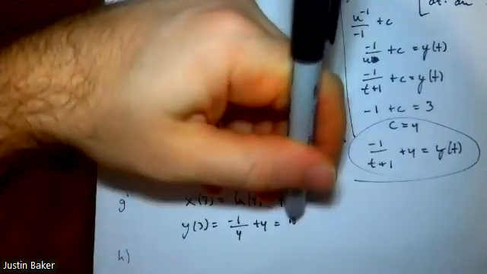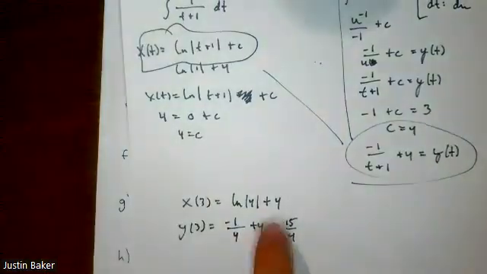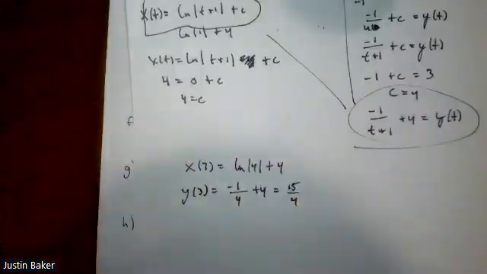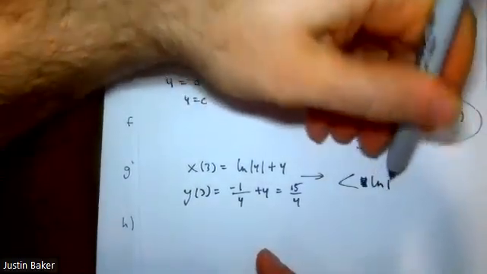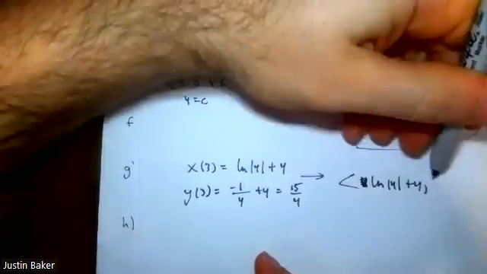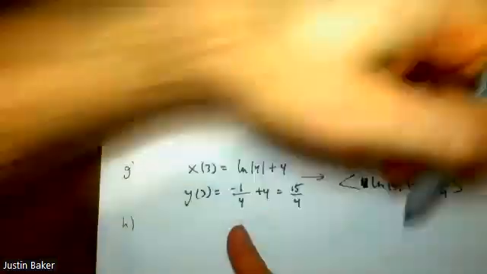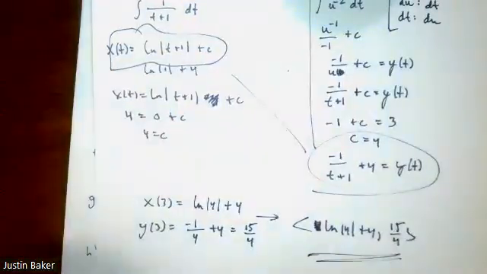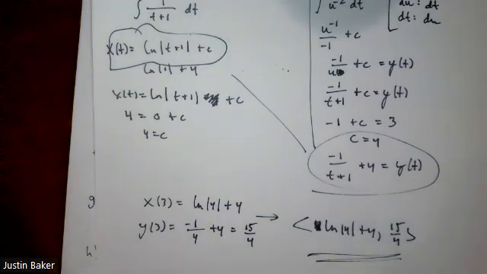Simplifying that would be 15 over 4. Turn that to 16 over 4, right? So that those combine. And then you write it in vector form. So this is going to be natural log of 4 plus 4, comma, 15 over 4. And that would be the final answer. I think you would see something like that in free response. If they gave you a vector free response question, I think that would be kind of what you would be looking at.